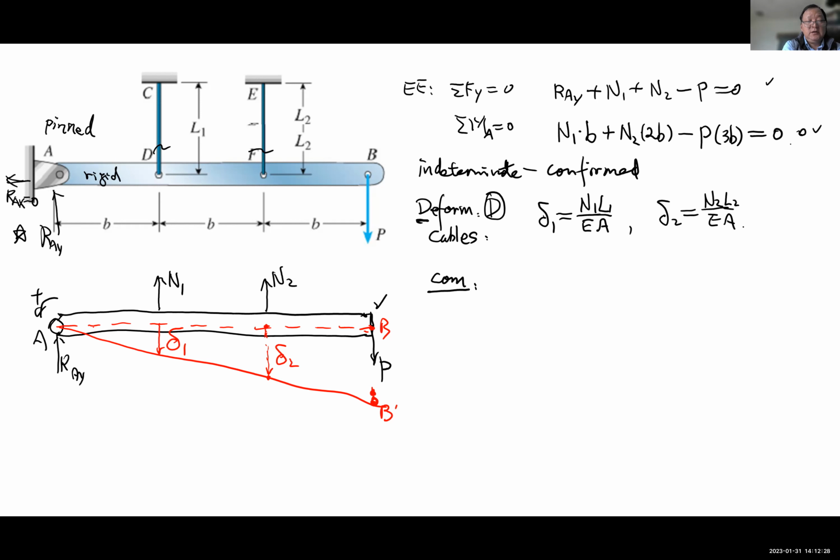Now notice here, they all rotate by the same angle. If we call this angle alpha, then what do you have? So delta 1 must be the length b times this angle, and delta 2 must be the 2b length times this angle, right? Or you say it should be tangent theta. Remember, we talked about small deformation, so theta is tangent theta.